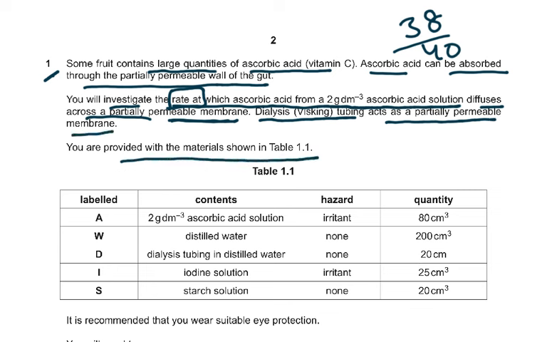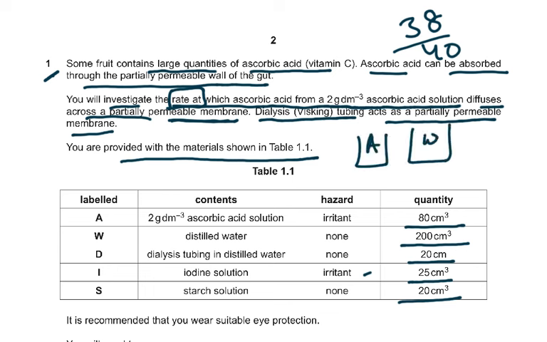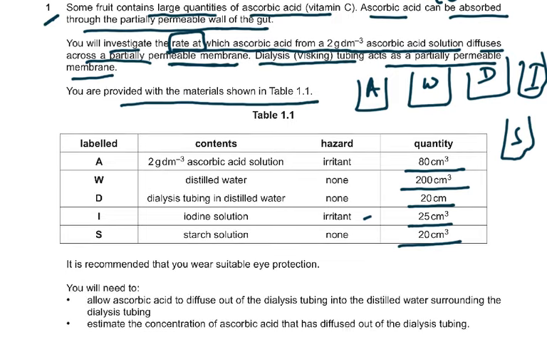You must go through these. A is ascorbic acid, it is 80 cm cube. W is distilled water, 200 cm cube. D is the dialysis tubing and distilled water, that is 20 cm. The iodine solution is 25 cm cube, is an irritant, and the starch solution is 20 cm cube. So now this will of course be given to you. There will be different beakers labeled A, W, D, I, and S. So you have these different beakers in front of you. Do have a look at them, look at their volumes, think about it.